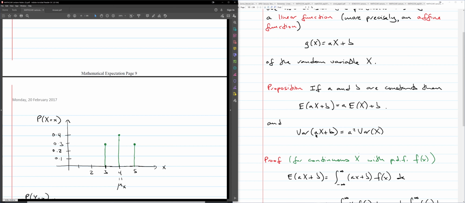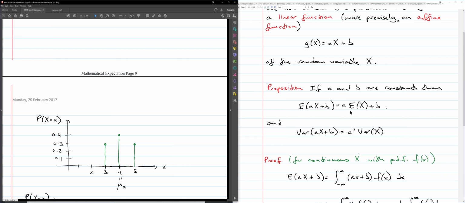You do, however, see the a over here, and what the a is doing for you is scaling. So for example, if a is bigger than 1, your points over here will disperse. And with a larger dispersion, you're going to get a larger variance. So in the case when a is bigger than 1, you would expect your variance to increase. Anyway, that's roughly what's going on.